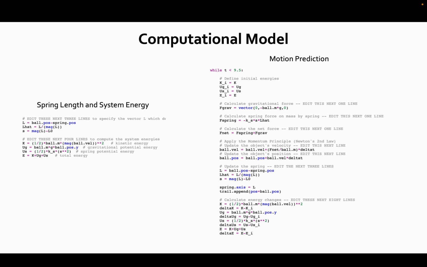On the left side, the motion prediction can be seen. I edited the lines so that the change in energy could be obtained, thus allowing for the mass to move in the simulation. These lines of code use Newton's second law and also the energy principle. I used the FNet formula and also the velocity and position update formulas. I was able to use these formulas because the change in time, or delta t, was very small.